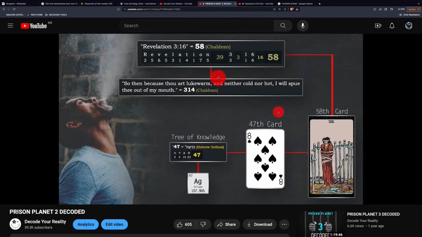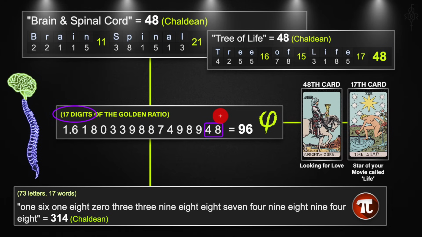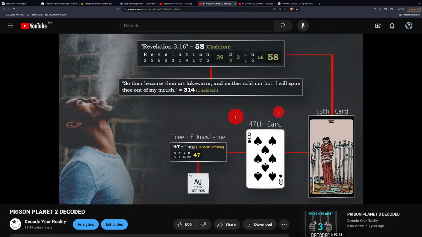You got to be lukewarm. It doesn't say it's a bad thing. I will spew you out of my mouth. 314. That pi is earth. Pi is the tree of life, folks. It's yin yang. I'll spit you out of duality. That's what it says here.